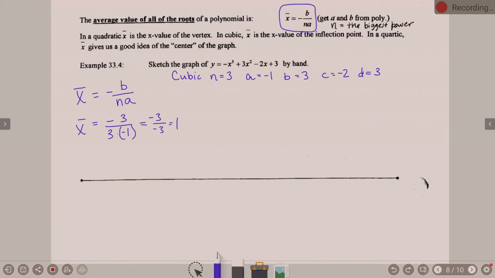So we just found x bar to be 1. Based on the fact that this is a cubic graph, what do we know? It's the value of the inflection. Right. We now know part of our inflection point, yes? Our inflection point is going to be 1 comma something. How do I find something?